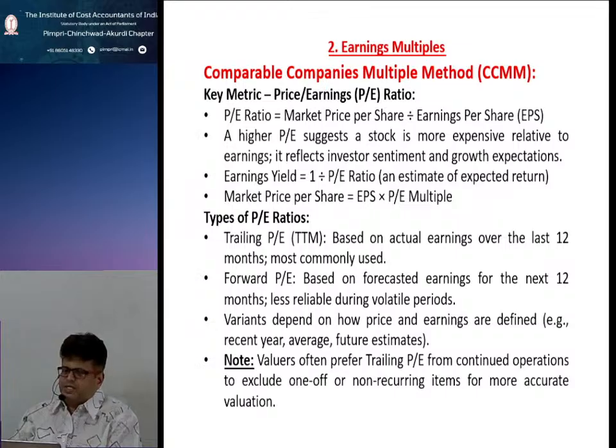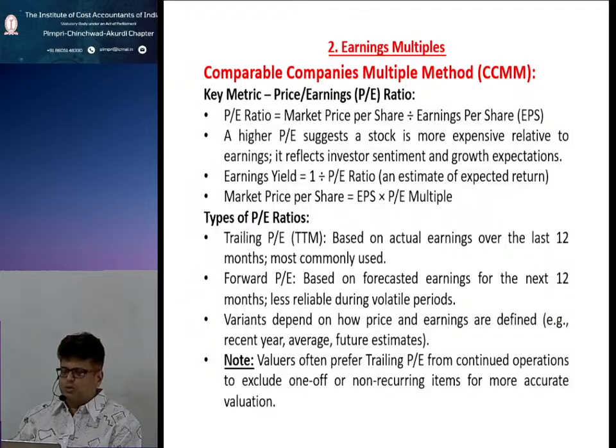The key metrics used in CCMM are typically the price earnings ratio. The PE ratio is market price per share divided by EPS, earnings per share. A higher PE suggests a stock is more expensive relative to its earnings. It reflects investor sentiment and growth expectations. Earnings yield is equal to 1 divided by the PE ratio, an estimate of expected return, and market price per share is equal to EPS into PE multiple.